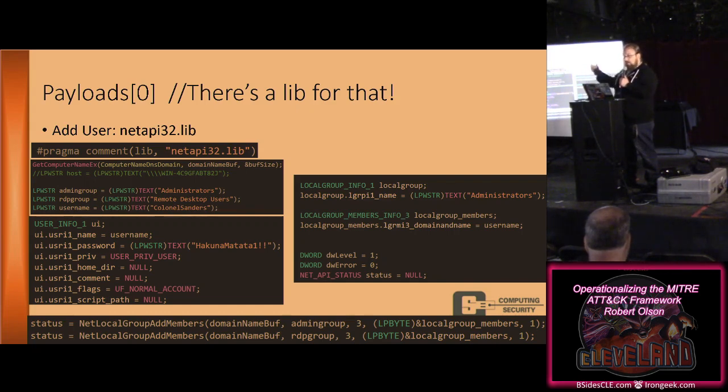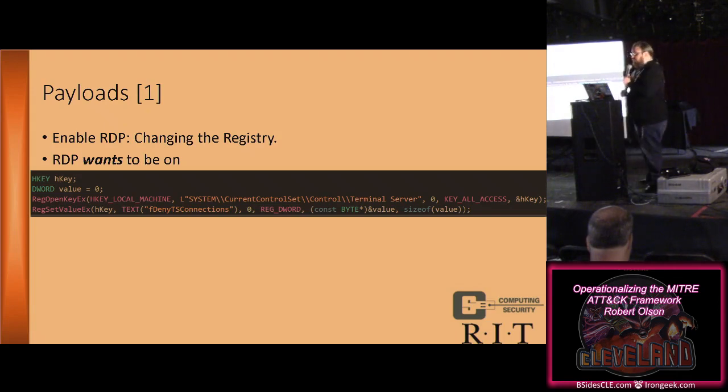It's pretty straightforward. You just create a USER_INFO object, set all the various settings, provide a password, which does have to match the password policy. You specify the groups that you want to add, and then invoke it to actually add the user with NetLocalGroupAddMembers. Very, very straightforward thing to do. Okay, so we added a user.